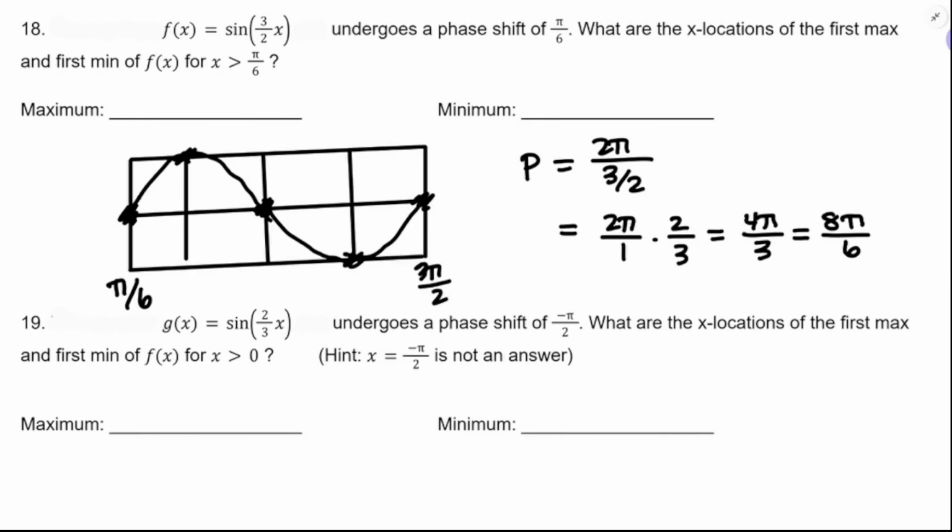Right, now if the period is 8 pi over 6, each square will be 2 pi over 6. So it'll be 3 pi over 6, and then 2 more is 5 pi over 6. 2 more is 7 pi over 6. And then 2 more after that is 3 pi over 2. So for x greater than pi over 6, I'm saying a maximum right here at x equals pi over 2. And then for the minimum, I see that happening over here at 7 pi over 6.